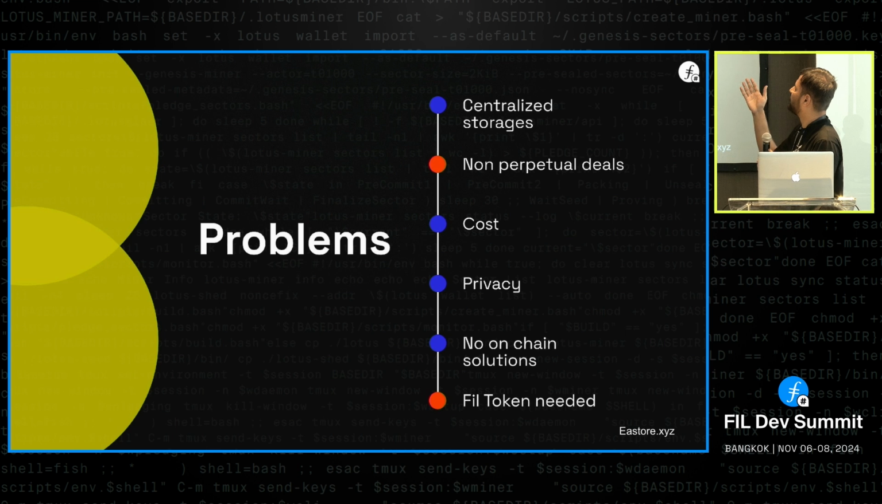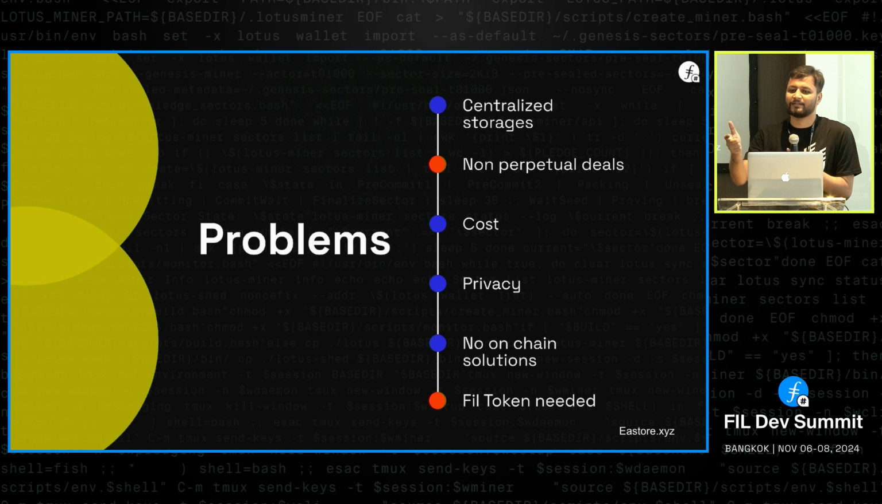And in Filecoin, deals are non-perpetual, but usually when you store on Google, they do not say that you can store only for 6 months or 3 years, as such.